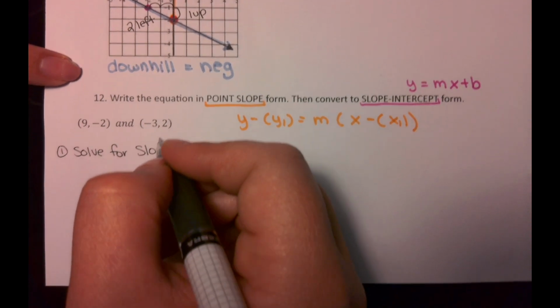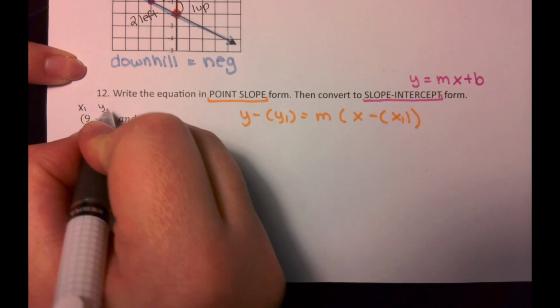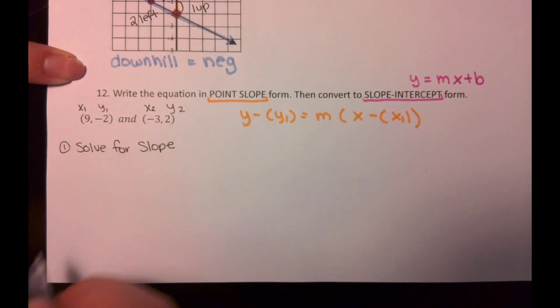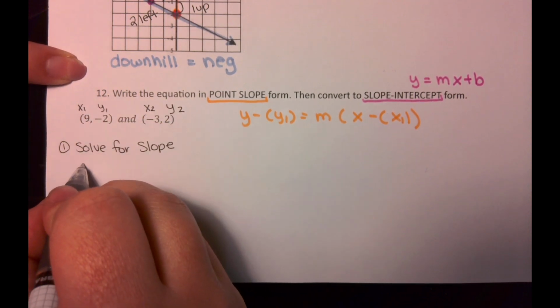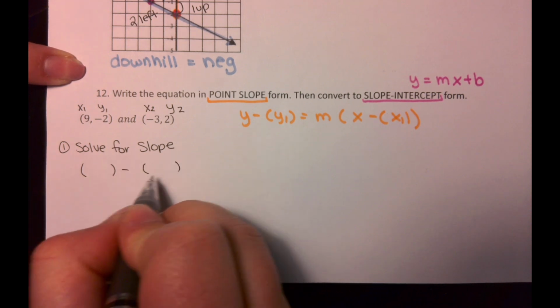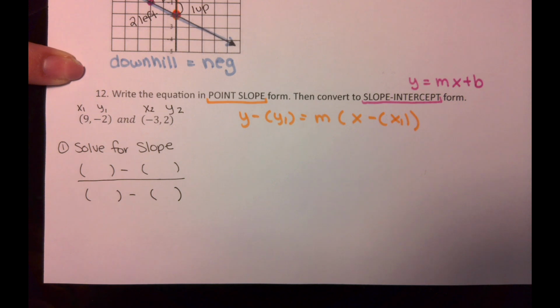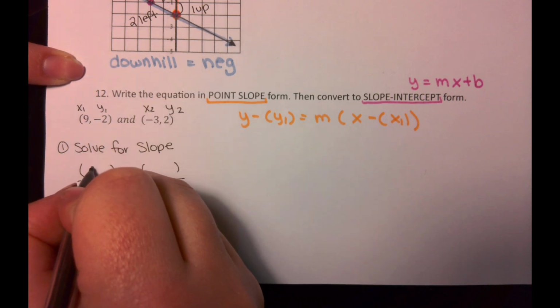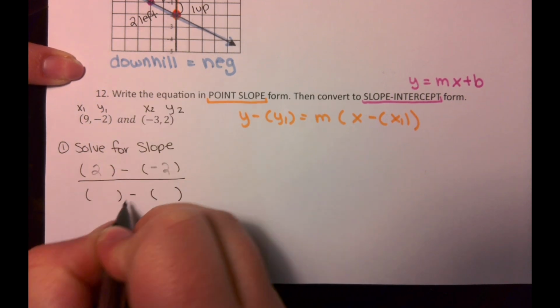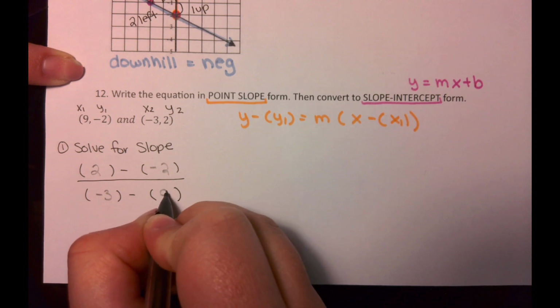So to solve for slope, you're going to label your x1, y1, x2, y2. Then you're going to write out your formula. I'm not going to write out the full formula. We've done that a couple times now. We're just going to go right into placing the numbers in the correct spot: y2 minus y1 over x2 minus x1.